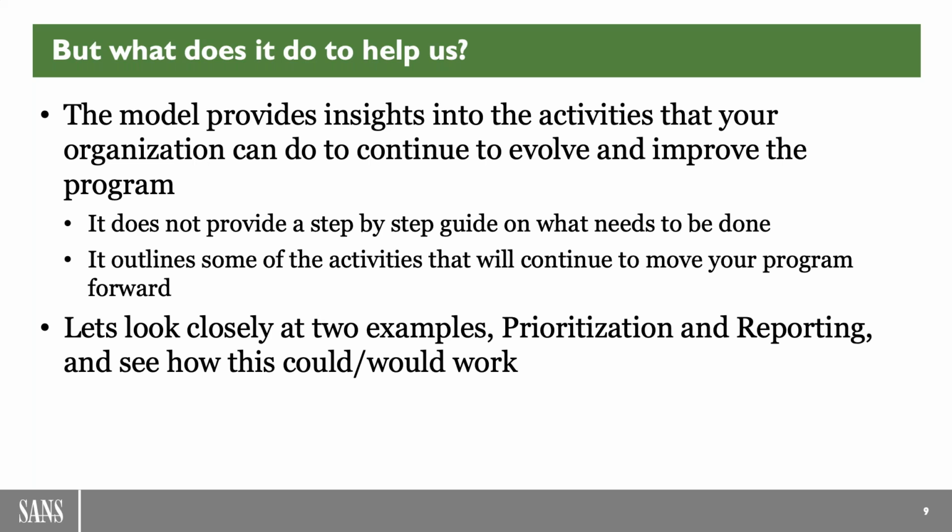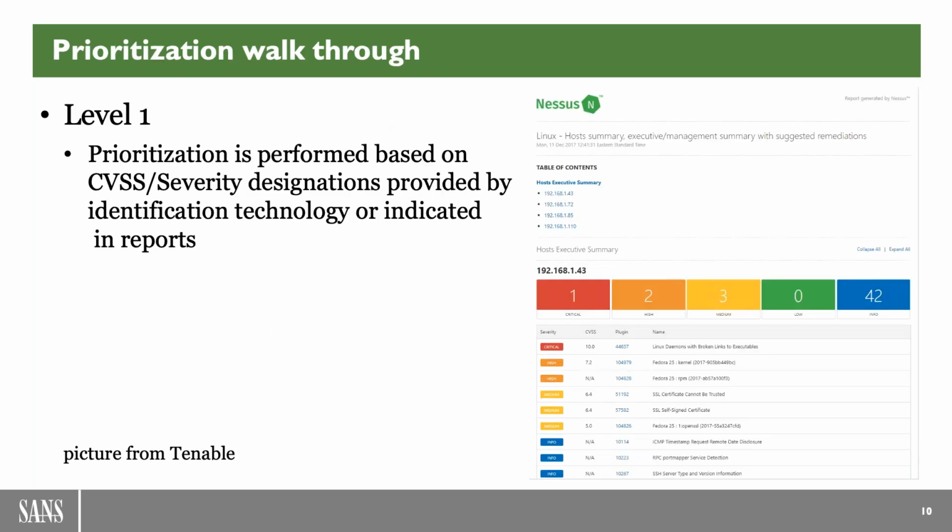So it's giving us that guidance for how we can keep moving the program forward. That is really what this model is intended for, and how we can leverage it to keep improving our programs. So the two examples I want to take a look at today are prioritization and reporting. First, we're going to take a look at prioritization. So what did we mean by that?